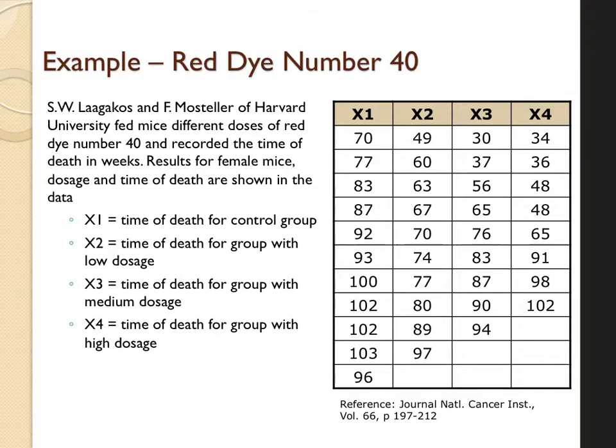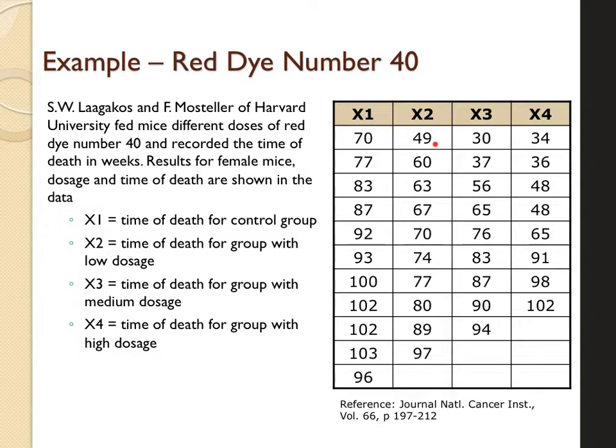The groups are broken up into dosage levels. So the first group is the control group, meaning they have no exposure to anything in particular. The second group, group 2, is the group that gets a low dosage of the red dye. Group 3 gets a medium dosage, and group 4 gets a high dosage.